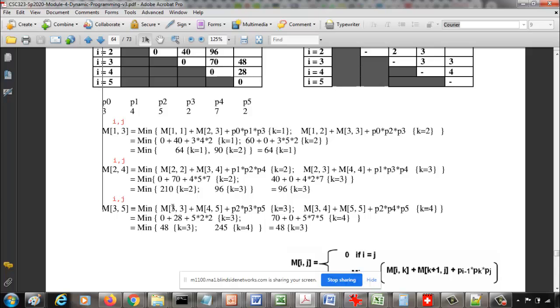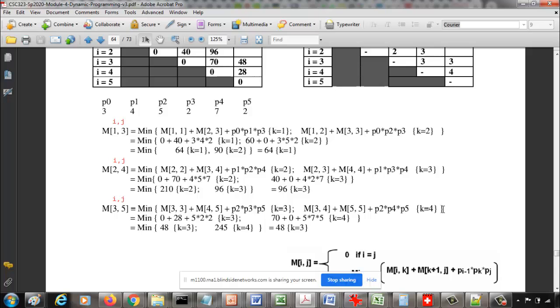So i is 3, j is 5, so m of 3 comma 3 plus m of 4 comma 5. Then again i is 3, so this is p i minus 1, which is p2, p5 for j, and then pk, where k is 3. You can get these values from the earlier iteration as well as the dimensions given. So m of 3 comma 3 is 0 multiplications, then m of 4 comma 5 is 28 plus this. So for k equals 3 you do 48 multiplications.